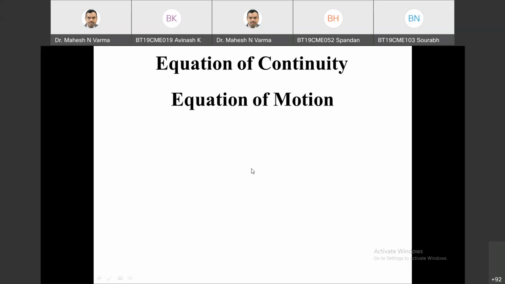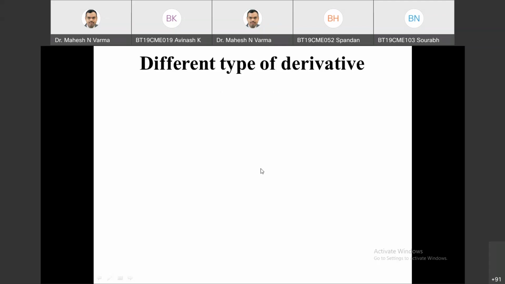So we were discussing this equation of change and equation of motion. I will just revise whatever we have covered in the last couple of classes. In the first class we derived the equation of continuity, which will be used in the equation of motion. And what is the equation of motion? It is nothing but a generalized shell balance equation. So we started with some definitions.